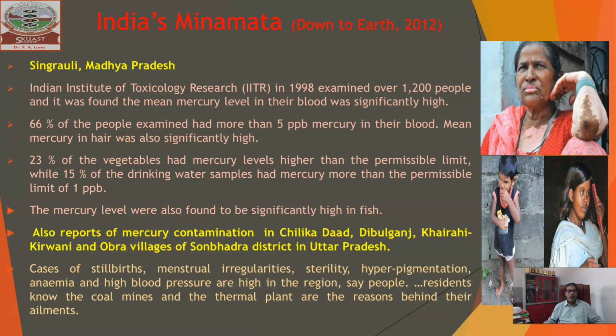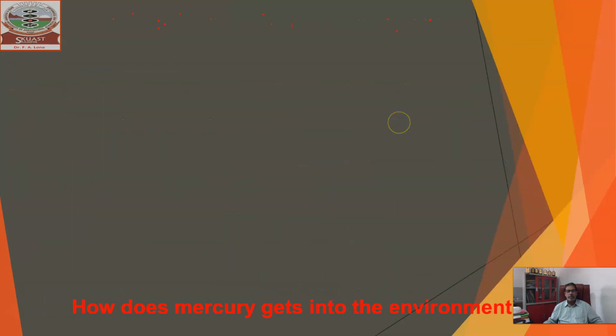Also, cases of stillbirths, menstrual irregularities, sterility, hyperpigmentation, anemia, and high blood pressure are high in the region, say people of that area, and the residents know that coal mines and the thermal power plants are the reasons behind their ailments. So this is one of the important reports, published in 2012, about mercury pollution in India, which is called India's Minamata.